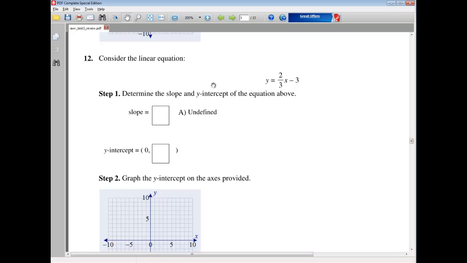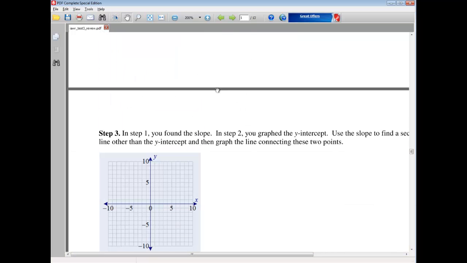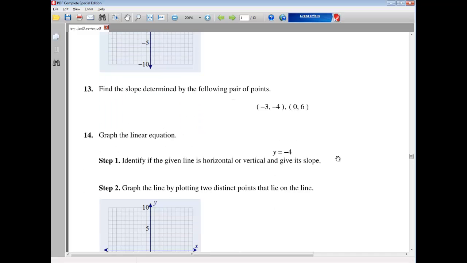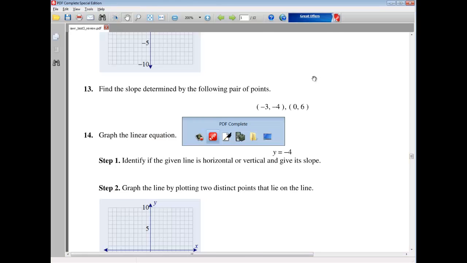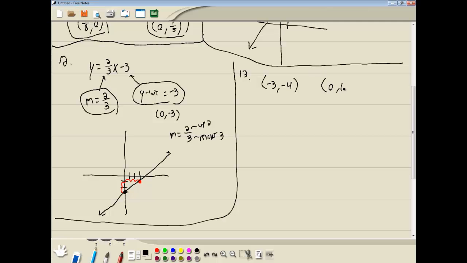Okay, number 13. Find the slope determined by the following pair of points. We got (-3, -4) and we got (0, 6). Well, when you're given 2 points, this is your first point, so I'll label this as x1, y1. This is your second point, so I'll label as x2, y2. And we've got a formula. It says m is equal to y2 minus y1 over x2 minus x1.